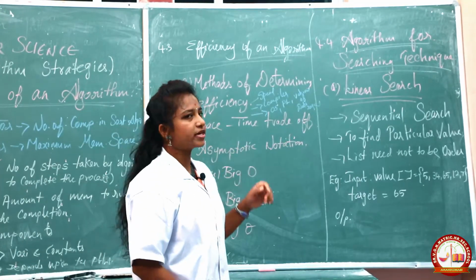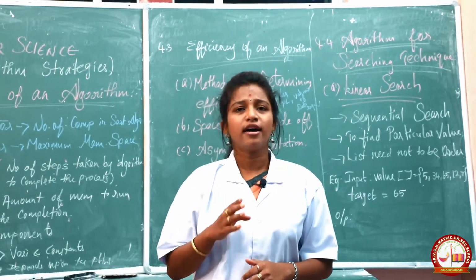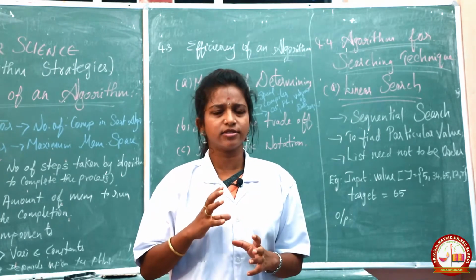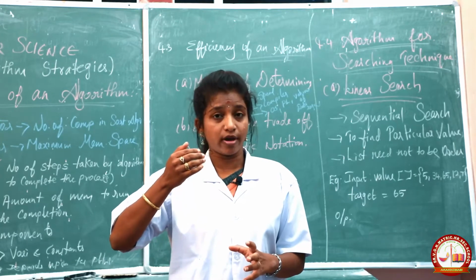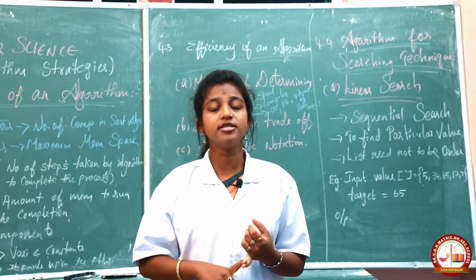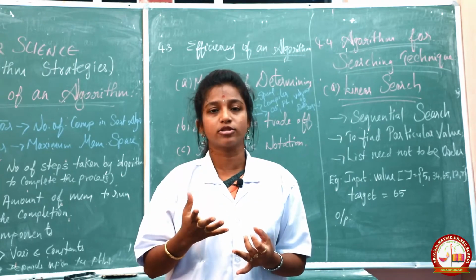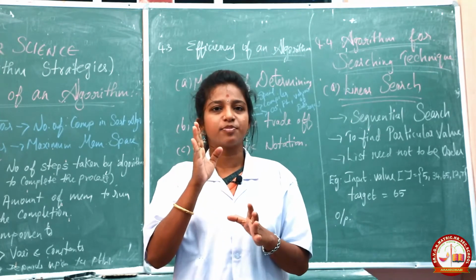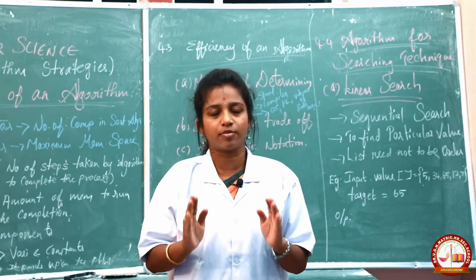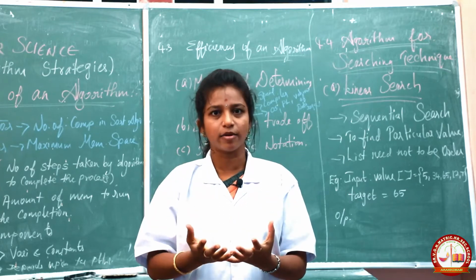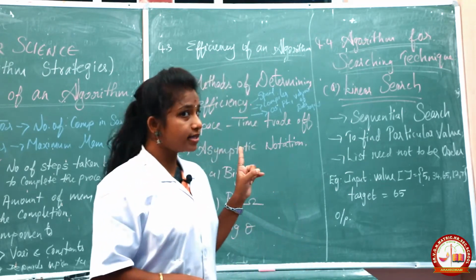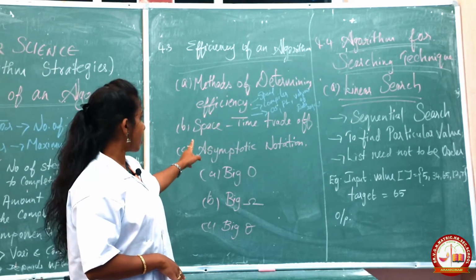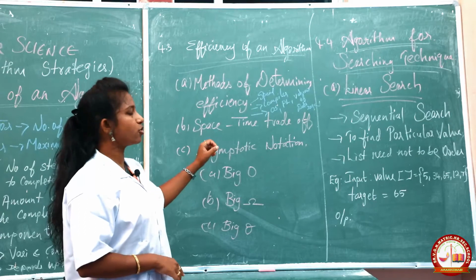Our next topic is the efficiency of an algorithm. How does an algorithm become efficient? It depends on what type of algorithm we use and how we use that process. The term efficiency explains how long the process takes to complete. In this topic we have three things: methods of determining the efficiency, time-space trade-off, and asymptotic notation.